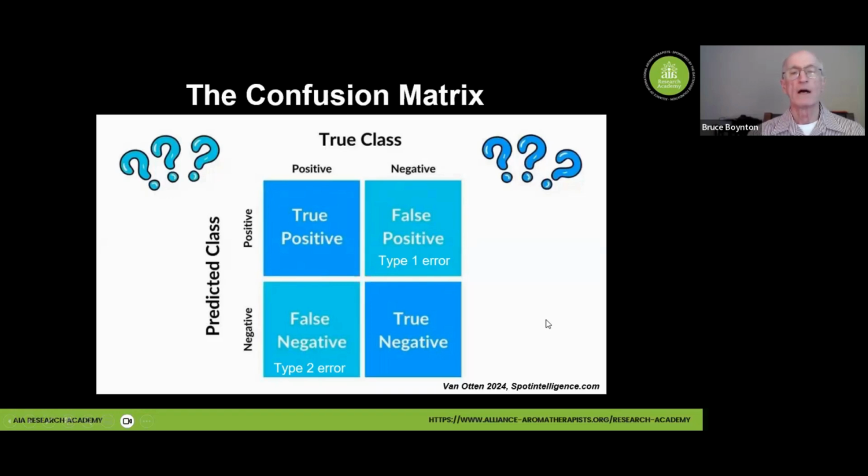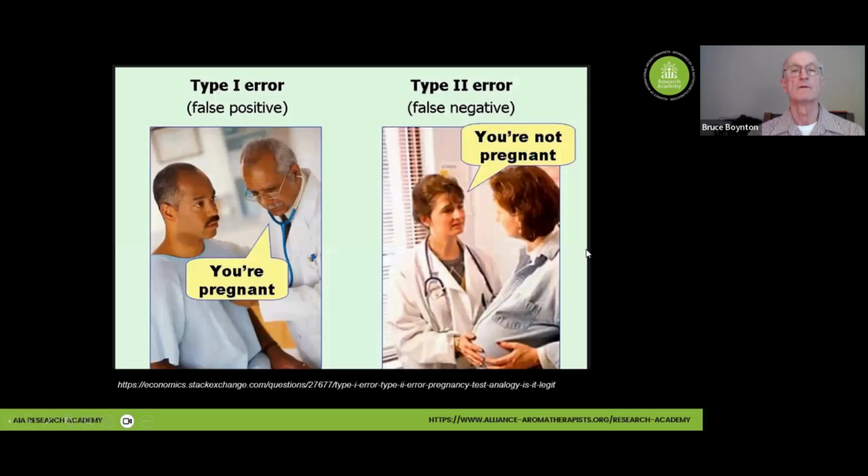Type 1 error is you call something positive when it's really negative. Type 2 error is you call something negative when it's really positive. And we'll have some dramatic examples of that in just a second. Here we go. The doctor examines the man's abdomen and says, "You're pregnant." Here, the woman is examining a woman who's obviously pregnant, and she concludes you're not pregnant. So the first is a type 1 error, the second a type 2 error.